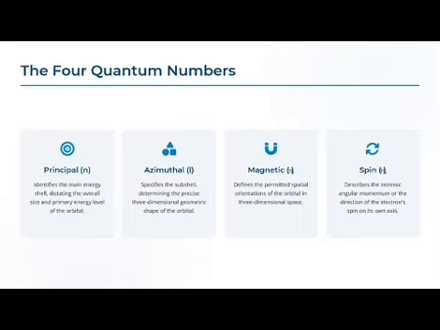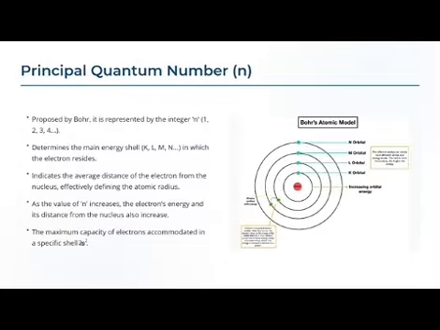These four quantum numbers are, number 1, you can see here, the first one is principal quantum number, which is denoted by small n. Then the second one is azimuthal quantum number. The third one is magnetic quantum number. And the fourth one is spin quantum number. Now we will study these separately one by one.